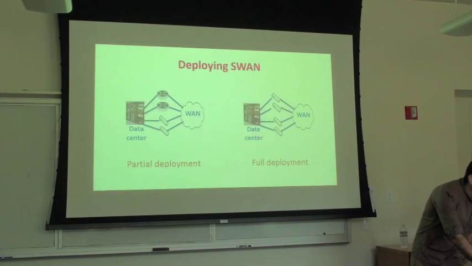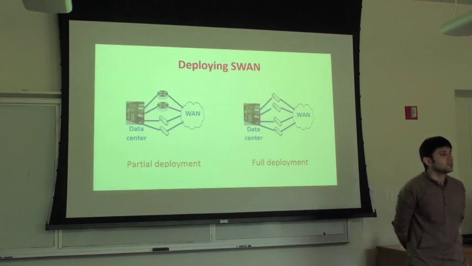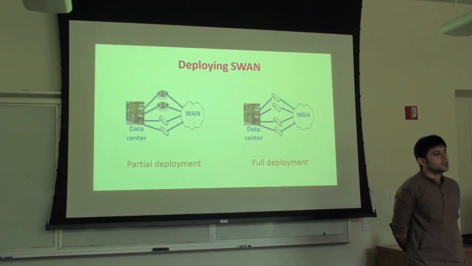Okay, one quick question. At what granularity are you doing rate control? Per tunnel, or is it per application? It is per service. Per service. Yeah.